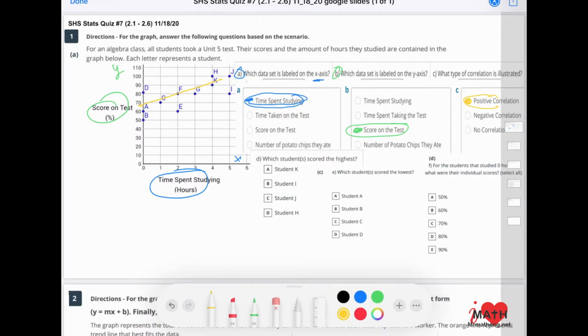D. Which student or students scored the highest? So there, it could be more than one. So the highest score would be here at 100, which would be both H and J. E. Which student scored the lowest? So there it is. That would be student B.